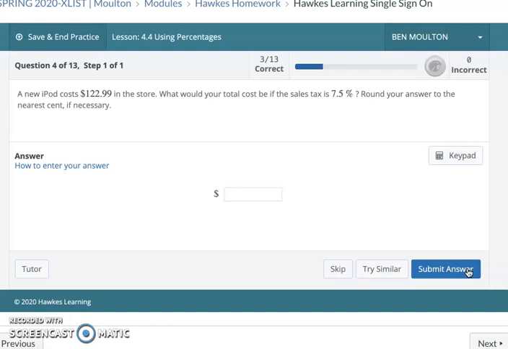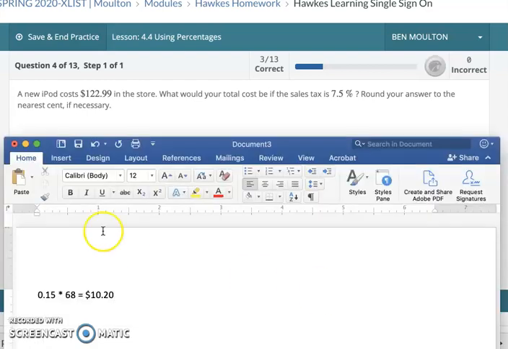Oh, a new iPod costs $122.99 in the store. What will be your total cost if your sales tax is 7.5%? We're going to round to the nearest cent. So here we're hitting some real world application now. So if we take $122.99, how this works is when they apply the tax, we want to turn it into a decimal.